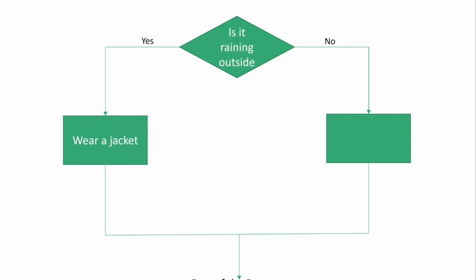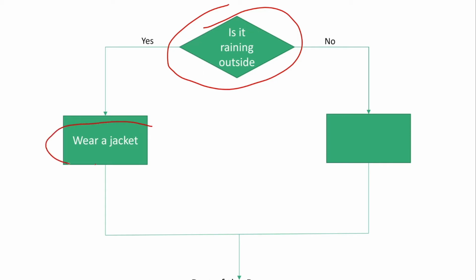So it enters the loop and it starts with the condition. Is it raining outside? Right? Is it raining outside today? This is a real world example that you might have actually come across before. So, if it is raining outside, then you gotta wear a jacket. And you just gotta continue with the rest of your day.